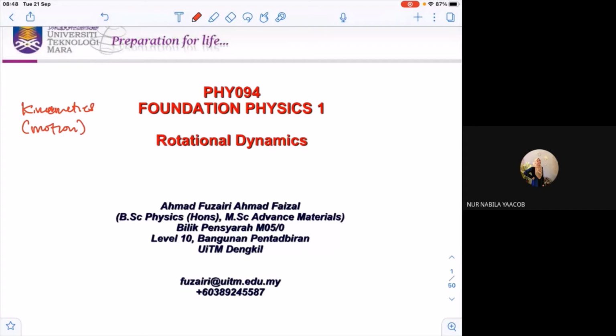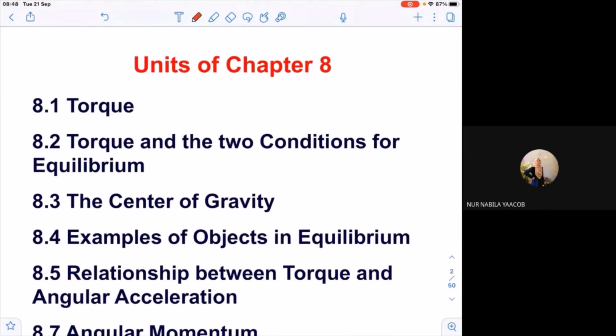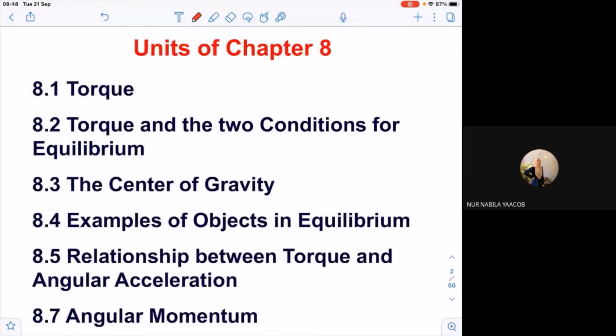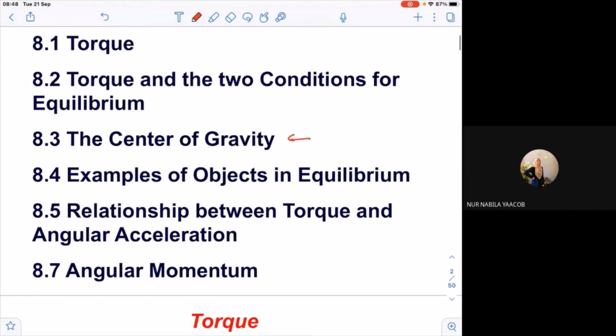So right now we want to learn about rotation, but in terms of dynamics. So what is dynamics? In the dynamics, we will learn about the torque and the two conditions of equilibrium. The center of gravity, which we just briefly touched on, and also objects in equilibrium, and lastly the relationship between torque and angular acceleration, and last but not least the angular momentum.